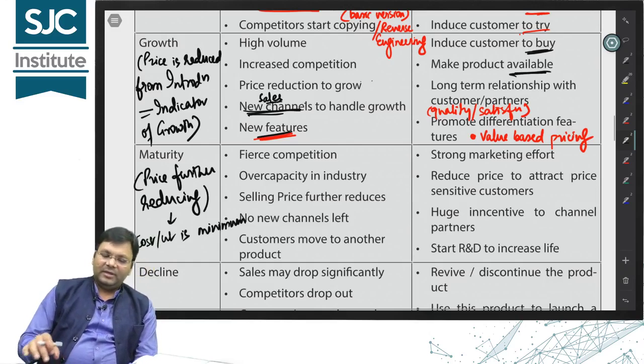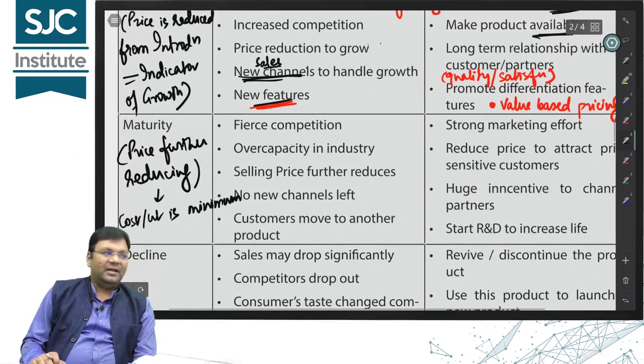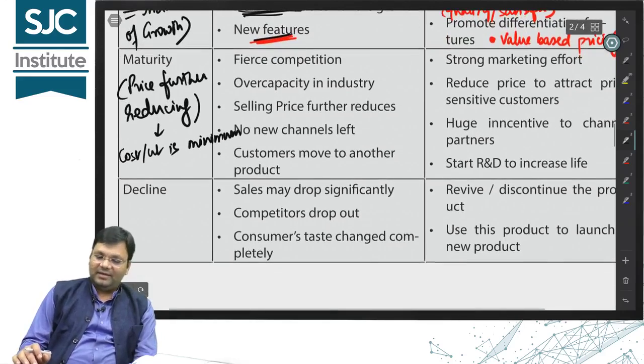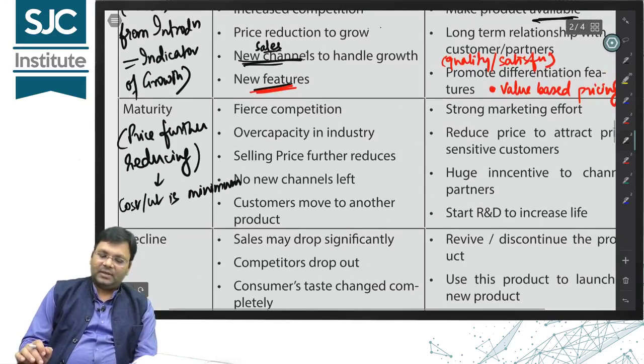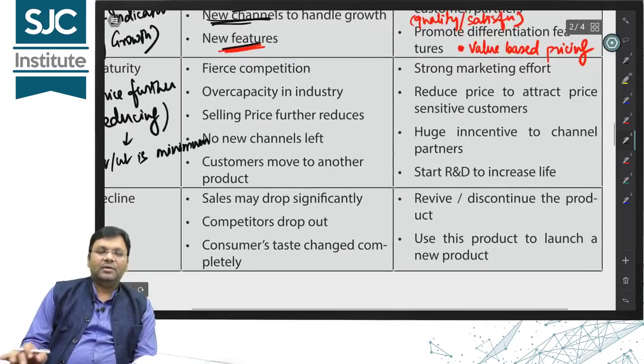But the problem here is that there is fierce competition all across. Fierce competition means now everyone has a similar kind of product and is trying to push sales. Overcapacity means sellers are more than buyers. Selling price further reduces. No new channels are left, so you have touched all the channels. Everywhere your product is available. Customers move to another product.